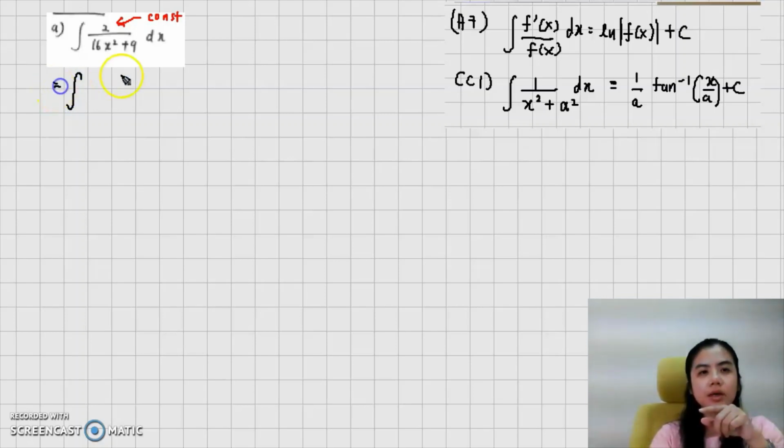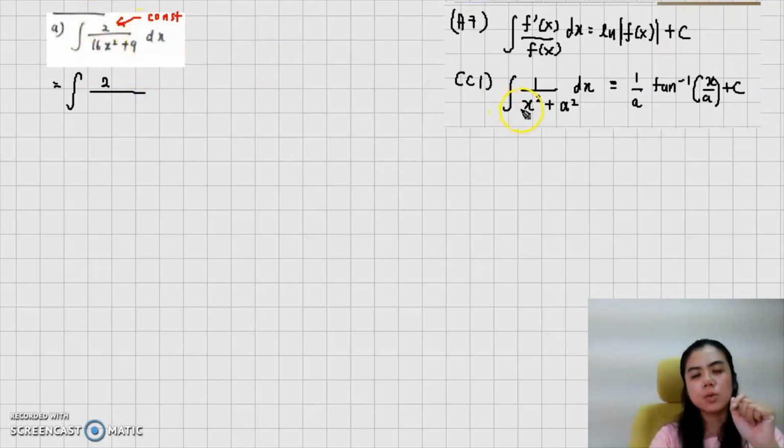Let me rewrite whatever is at the top. In here, if I want to modify this into the form of C1, I need to factor out 16 from this equation. If I factor out 16, whatever remains here will be x squared plus 9 over 16.